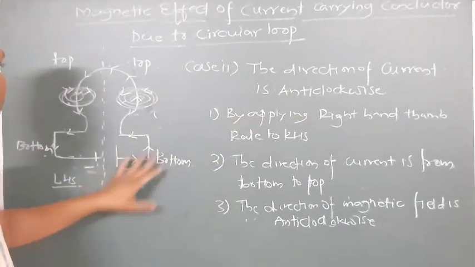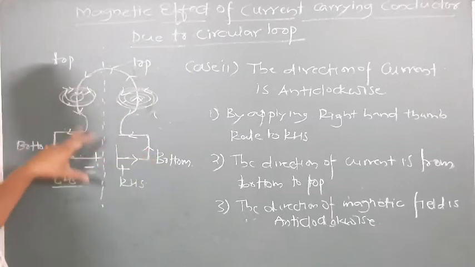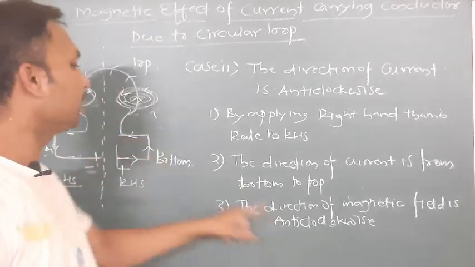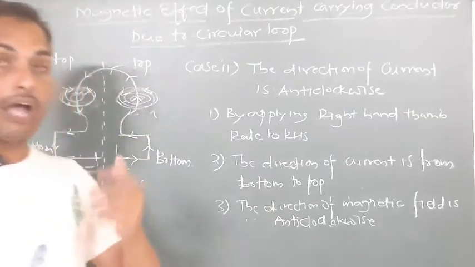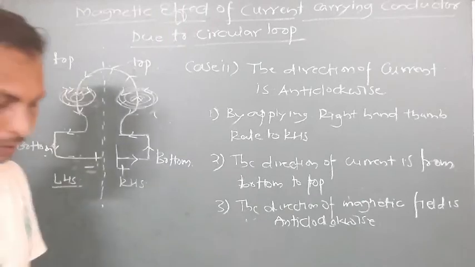Yes. So you can see, when the direction of the current is anti-clockwise, when the current is flowing like this, anti-clockwise. So for LHS we can say clockwise, and for RHS we can say anti-clockwise. Okay, I hope you understood this concept very well.